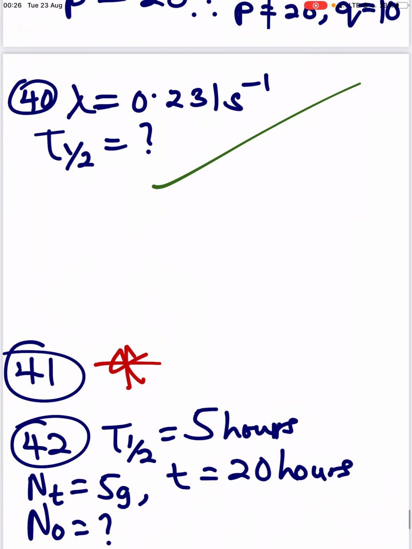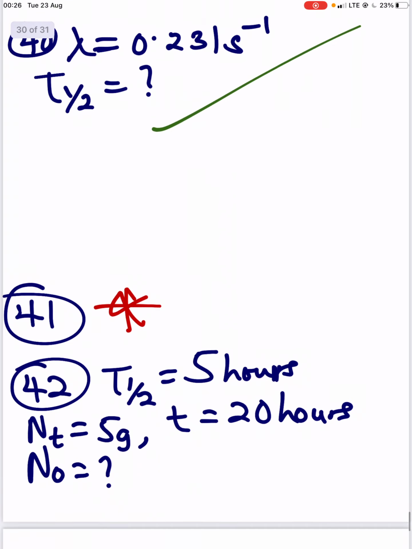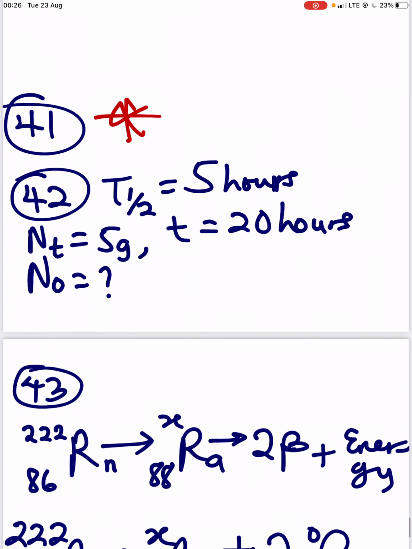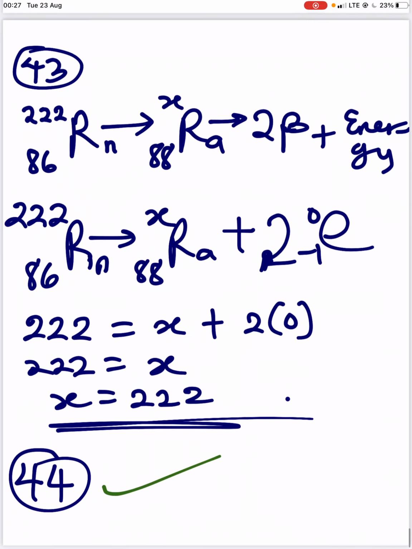Number 40 is a simple question like what we have been doing before. You are looking for half-life from decay constant. Number 41, very simple. 42, very simple. 43, very simple also. Just write the equation and solve for x that you are looking for.